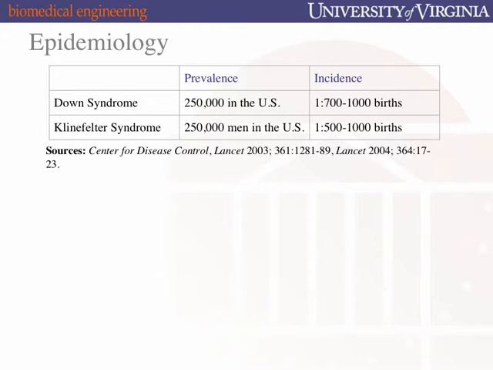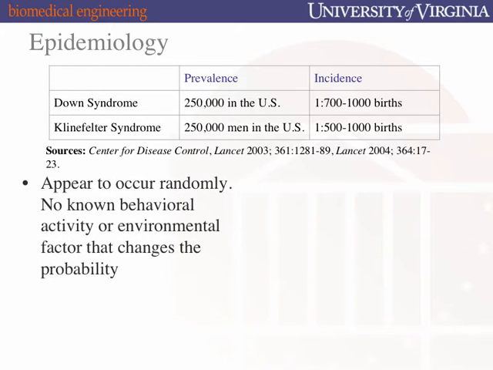But there are many other things that are very similar between these two. Prevalence and incidence, you've covered these terms already with Professor Barker. They're very similar. 250,000 individuals in the US. Note it's men only for Klinefelter syndrome. Incidence is about the same, so very comparable. They both appear to occur randomly. These are not inherited germline defects.